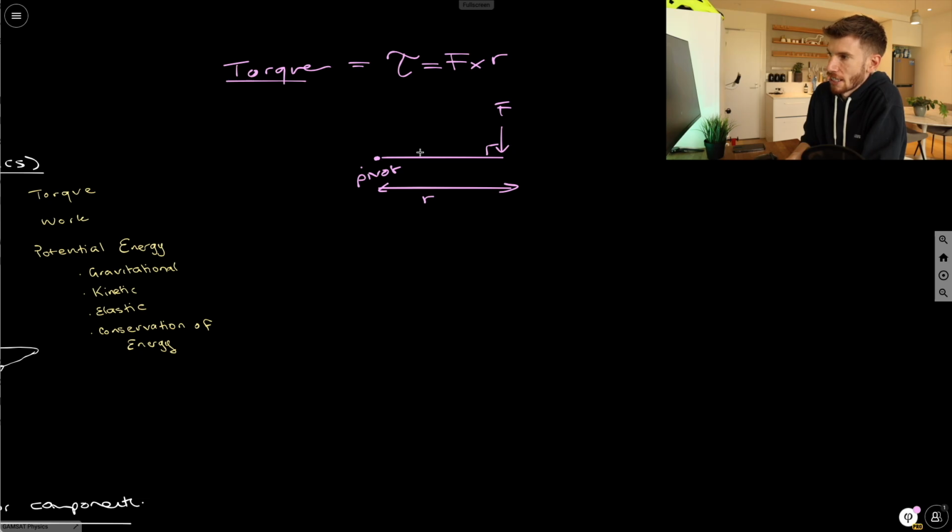If the force or the radius is at an angle, then you have to work out the perpendicular component using trigonometry. I don't think that's very likely in GAMSAT though, so I'm probably going to leave that one out unless people really want to see that. So that's really the simplicity of it.